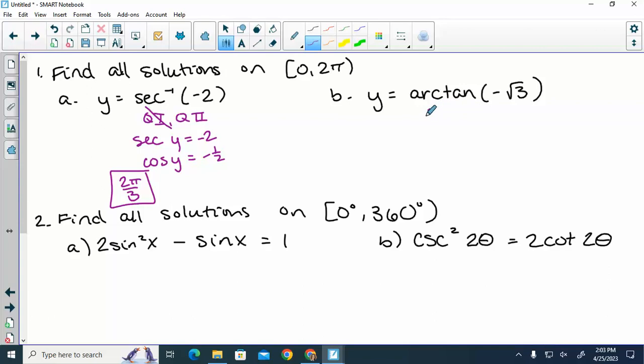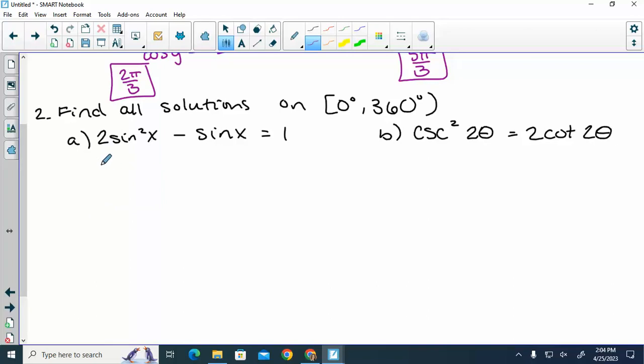B, arctan can be in which quadrants? Which of the two are we in? Reference angle. When is tangent radical 3? 60 degrees, which is pi over 3. So to put that in quadrant 4, it would be 5 pi over 3. Are A and B okay?